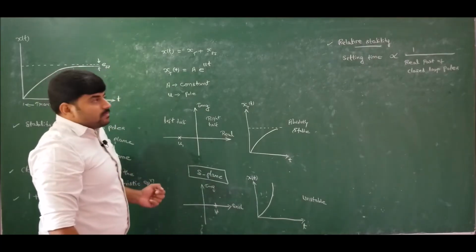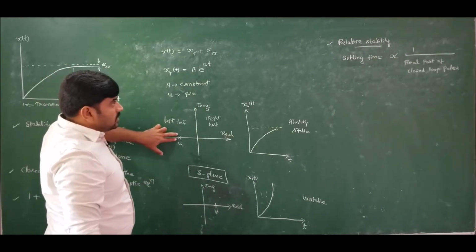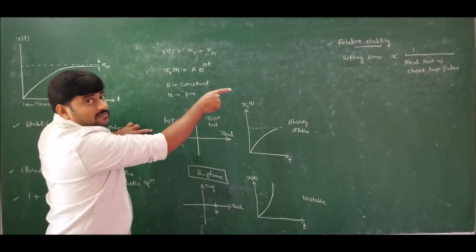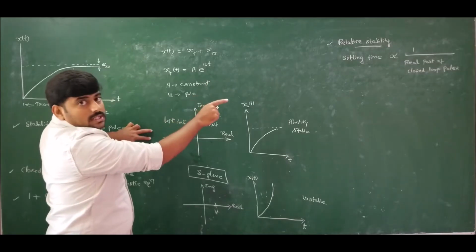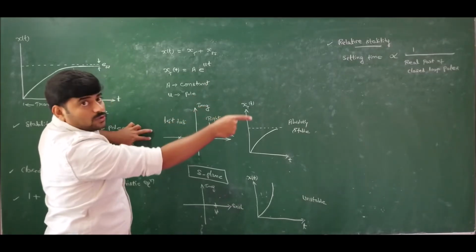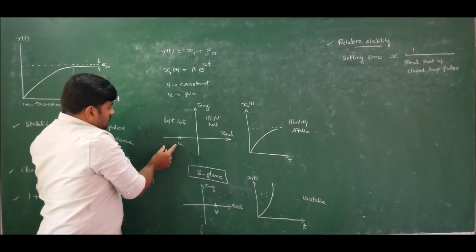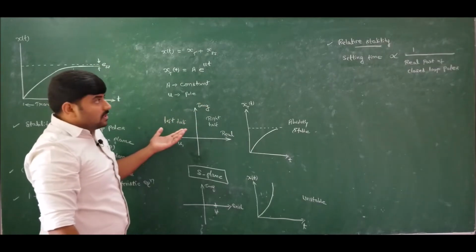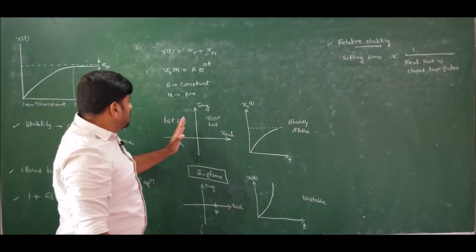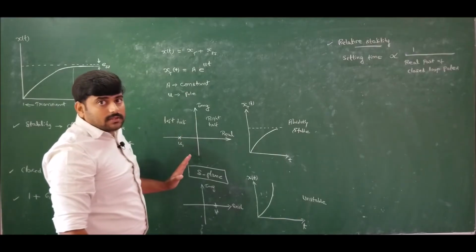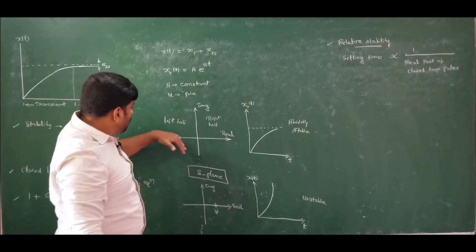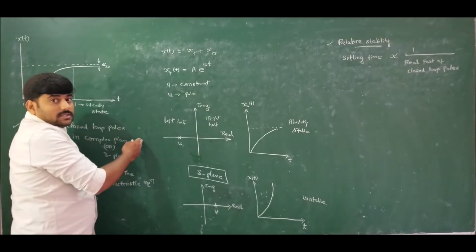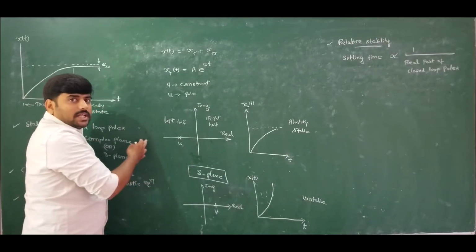So what do you interpret from that? If the closed loop pole is increasing or moving towards infinity, then the settling time will become very, very small because it is inversely proportional to the closed loop pole. As the closed loop pole value keeps increasing, the settling time will keep decreasing, provided the pole lies in the left half of the S plane. So the system will be more and more stable if this pole moves towards minus infinity.